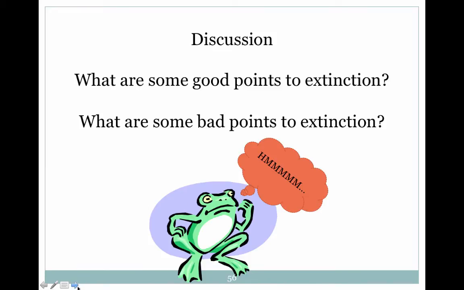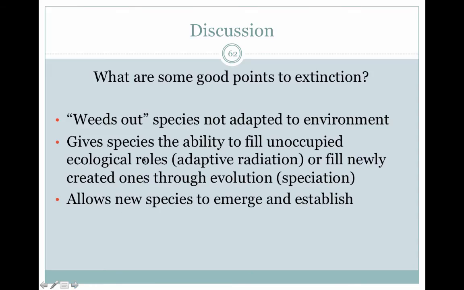All right, what are some good points to extinction? What are some bad points to extinction? It is a value-neutral term. Good points: quote-unquote, it weeds out species not adapted to the environment. It gives new species the ability to fill unoccupied ecological roles or fill newly created ones through evolution or speciation.